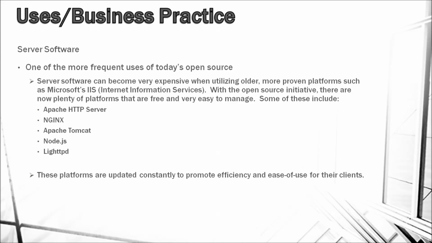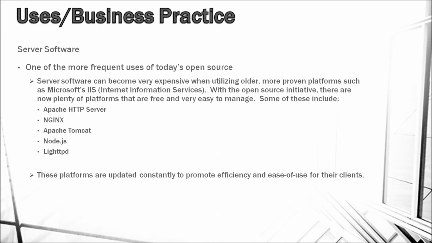From a business perspective, server software is one of the more frequent uses of today's open source. Server software such as Microsoft's IIS, or Internet Information Services, can be quite costly. So an alternative to this are open source platforms such as Apache HTTP Server, Nginx, Apache Tomcat, Node.js, and LightTPD.